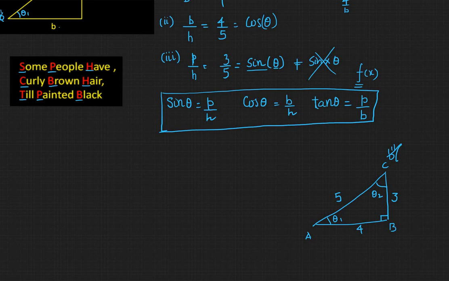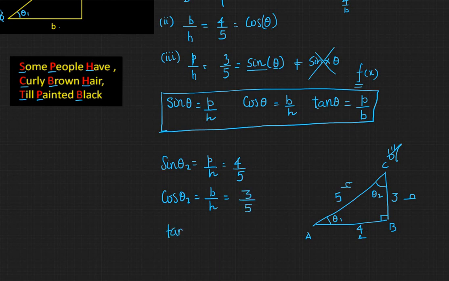When you're viewing from C, we say sine of theta 2 is some people have. So this is the perpendicular, this is the hypotenuse for that view, and this is the base. So sine theta 2 is perpendicular by hypotenuse, and that is 4 by 5. Cos theta 2 would be curly brown hair, base by hypotenuse, so that is 3 by 5.